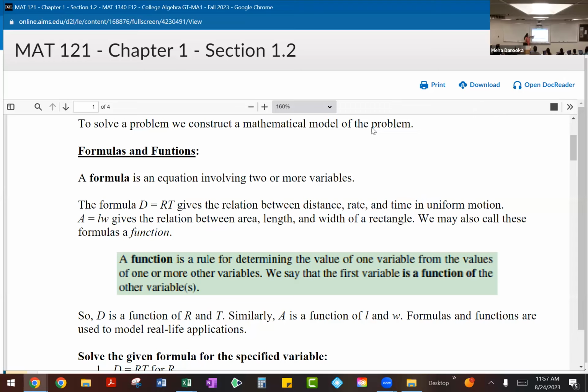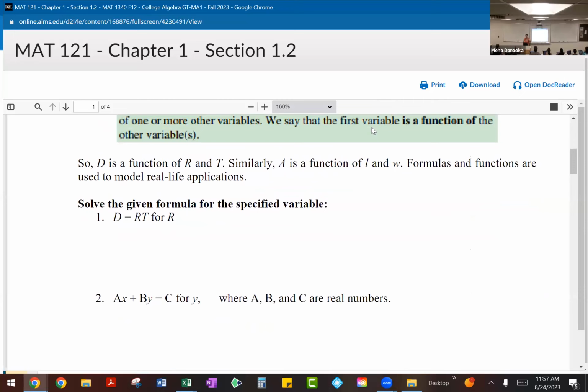So we're basically saying, and these are all what we would call functions. When we're talking about a function, we're saying it's a rule for determining the value of one variable when you know one or more of the other variables. So in this case, the distance, rate, and time can be converted into d equals, or r equals, or t equals, and as long as you have those other two values, you can find the third missing one.